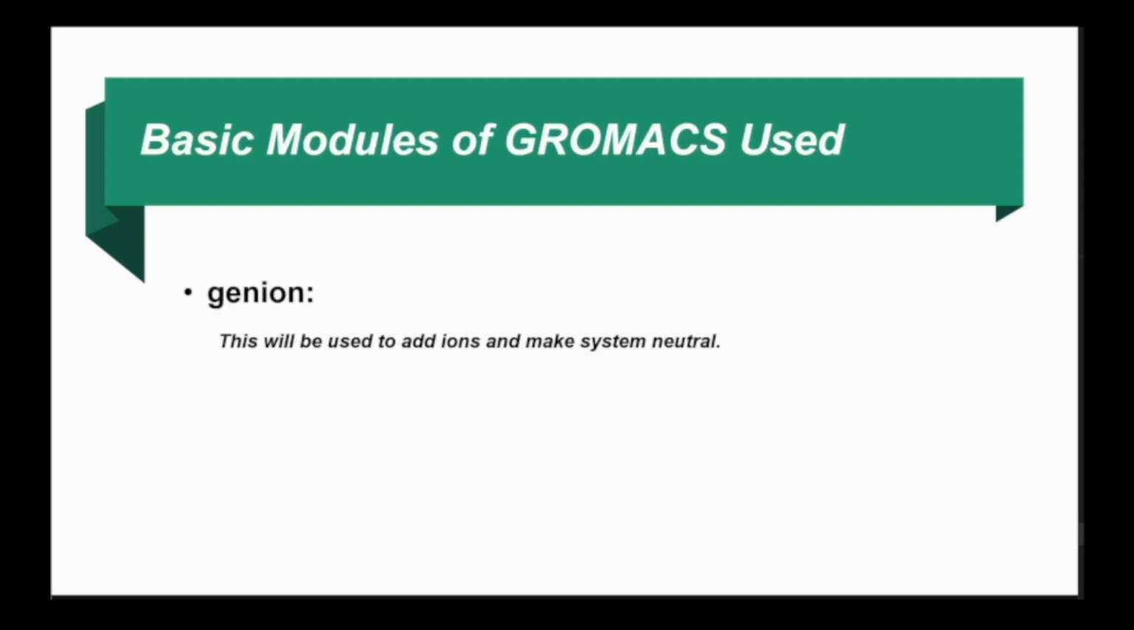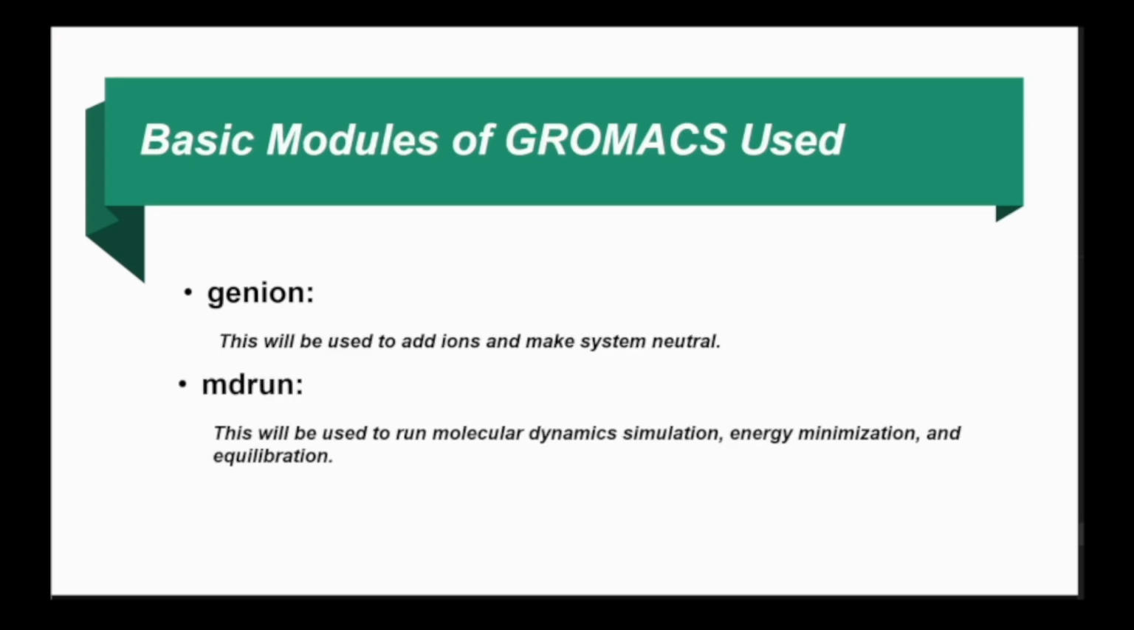Another very important module is a GenIon, and this GenIon module basically carries out the ionization. It will make the system neutral by adding the ions, either cations or the anions. And another very important module is an MD run, and this MD run will be used to carry out the molecular dynamic simulations, and it will also be used to carry out the energy minimization as well as the equilibrations. So I hope that these modules will be clear to you.